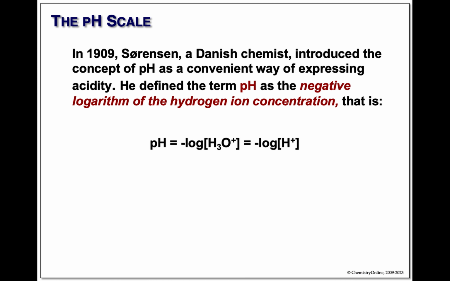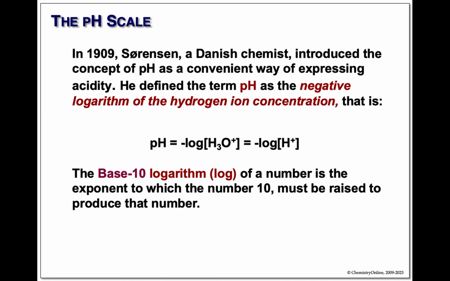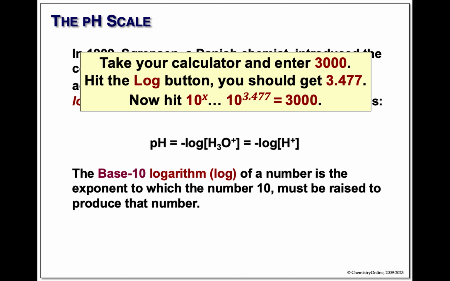Okay. The negative log of the hydrogen ion concentration. Once again, P is simply an abbreviation here for negative log. That's what that means. Base 10 log is the number to which the number 10 has to be raised, the power, the exponent, to produce that number. At the start of class, we took 3,000 and took its log. It was 3.4, right? Then if you took 3.4 and raised 10 with 3.4 power, you got your 3,000 back. So the logarithm is simply an exponent.